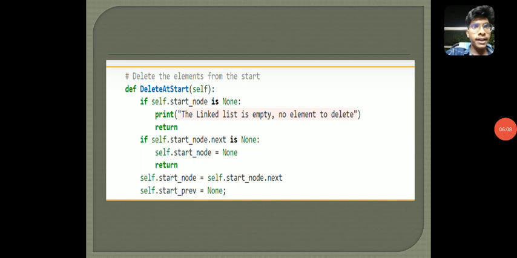So, deleting an element from the start. This program helps us to delete an element from the start in a doubly linked list. def delete_at_start(self): if self.start_node is None, print the list is empty, no element to delete. Return. If we return the function, we need to give the if condition: if self.start_node.next is None, self.start_node = None. Then we have to return the function, so that self.start_node = self.start_node.next. self.start_node.previous = None.